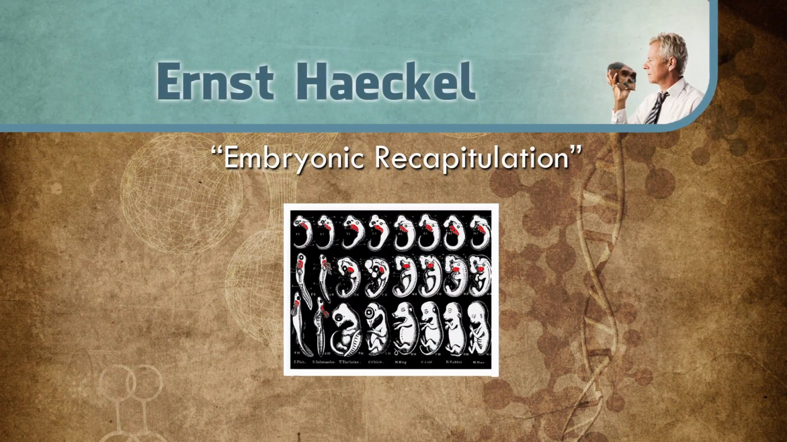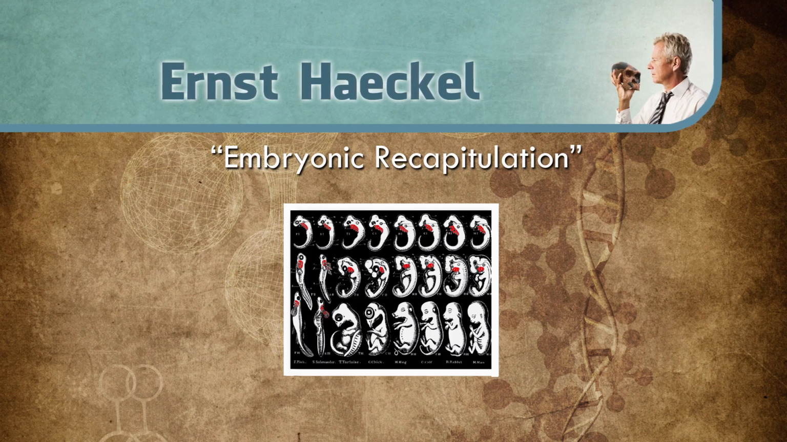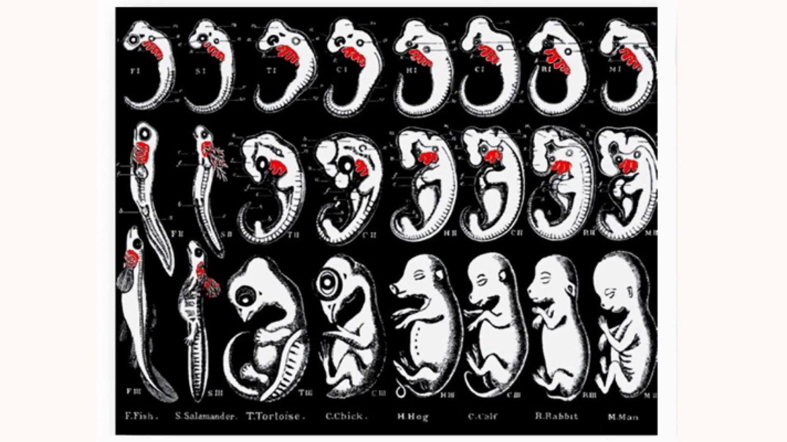Ernst Haeckel, German biologist and avid supporter of Charles Darwin, popularized the theory now known as embryonic recapitulation. He drew charts like the one shown. Embryonic recapitulation, called the biogenetic law by Haeckel, not to be confused with the law of biogenesis, but the biogenetic law. This is the idea that embryos, as they develop in the womb, repeat the evolutionary development of their species.